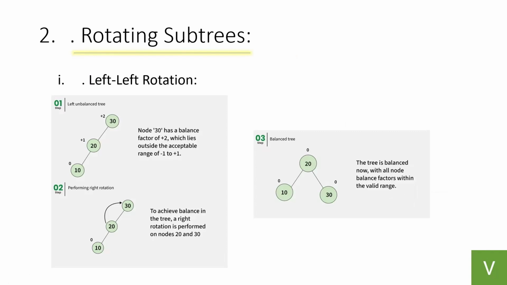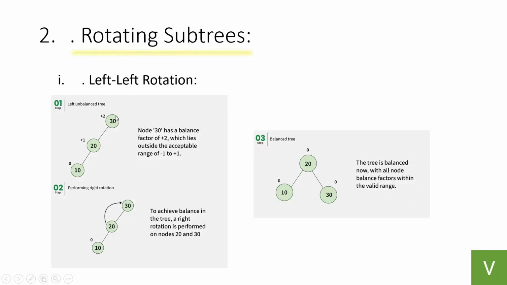So while inserting or deleting a node from the tree, first we will check the balancing factor for that particular node. If the balancing factor is not in the range between -1 to +1, then we perform rotations for the subtrees. So there are a total of 4 types of rotation. The first one is left rotation.